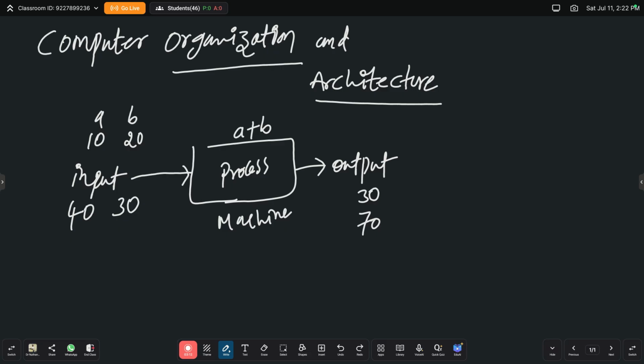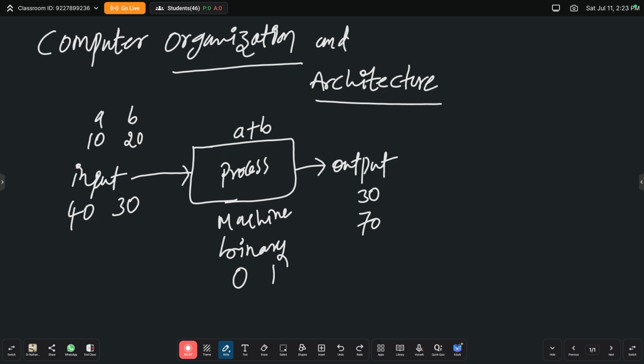Got it? So when your machine wants to read your input data, what type of data is the machine going to understand? Is the machine going to understand high-level data, meaning human understandable language? No. So what is the machine going to understand? Binary language. Binary means what? The machine is going to understand 0 and 1.